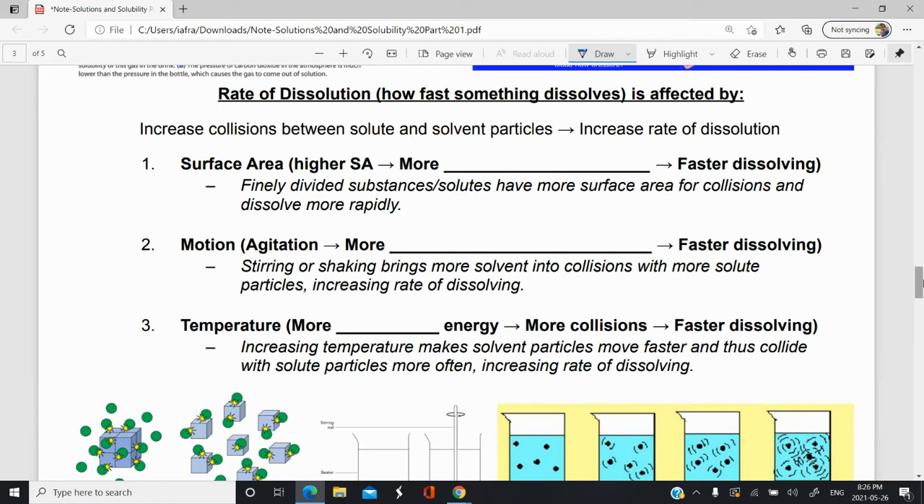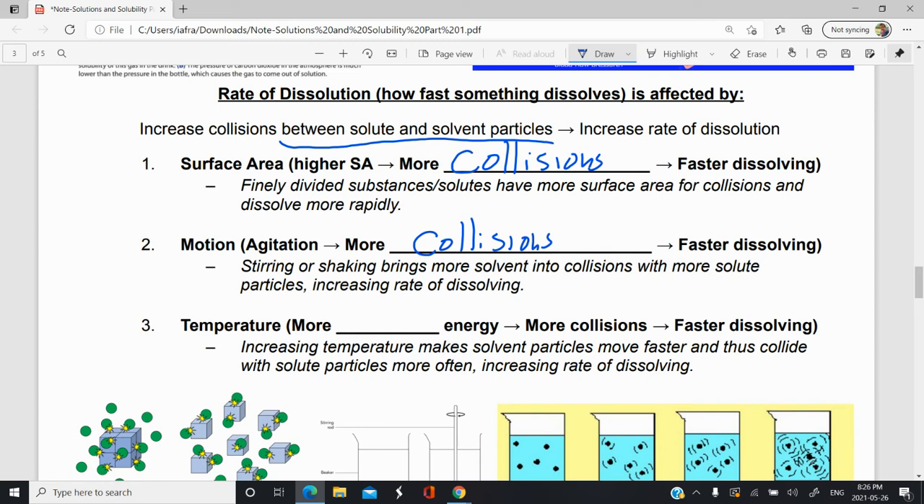So we saw that the three factors that affect rate of dissolution are surface area, motion, and temperature. The whole goal, if you want to increase how fast something dissolves, is to increase the collision between the solute and solvent particles. So if you increase the surface area by, let's say, crushing a solid, well, you have higher surface area, and as a result, more collisions between the solute and solvent particles, and so it should dissolve faster. Motion as well. So when you agitate or stir, for example, you're leading to more collisions and therefore faster dissolving again. And it's more collision between, again, the solute and solvent particles.